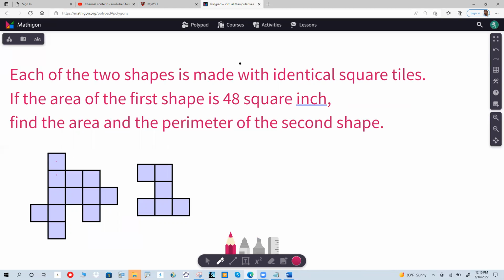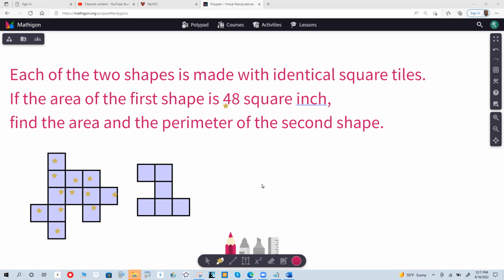Let's count the squares carefully. How many squares are here? 1, 2, 3, 4, 5, 6, 7, 8, 9, 10, 11, 12. Well, if they said that this area is not 48, but 12, I would know each square is a unit square. It doesn't say that. It says there are 12 squares. I can count it. Doesn't say it, but I am counting it. There are 12 squares on the left-hand side, and the total area is 48.